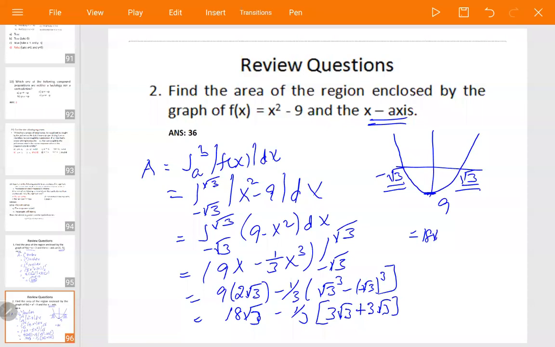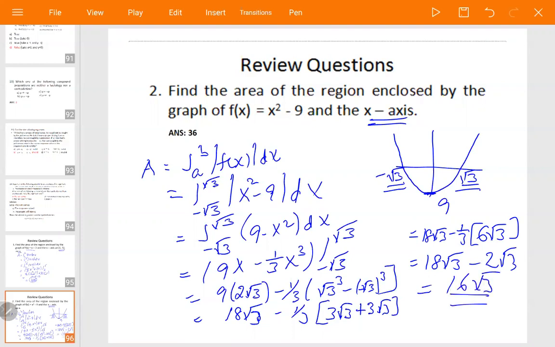So you'll get what? 18 square root 3 minus 1/3 of 6 square root 3. 18 square root 3 minus 1/3 of 6 square root 3 is what? 1/3 of 6 square root 3 is simply 2 square root 3. And the answer will be 16 square root 3. So the answer is 16 square root 3 square units.